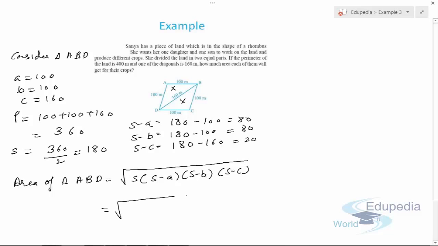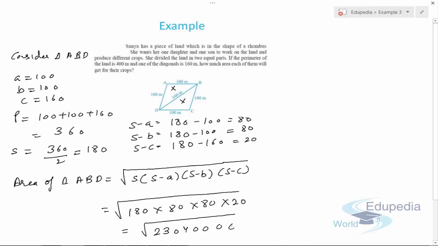Now this will come out to be under root of 180 times 80 times 80 times 20. If you multiply, it will be 230,400,00. If you take the under root, it will come out to be 4,800 meters square each, right? So this means each will get how much? 4,800 meter square area to grow the crops.